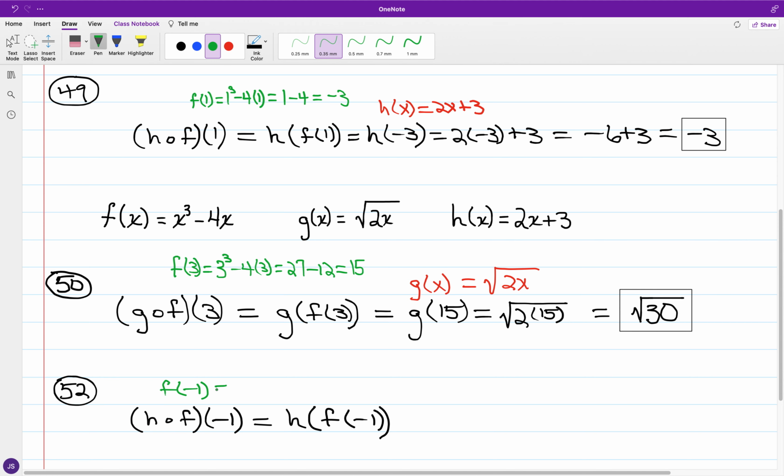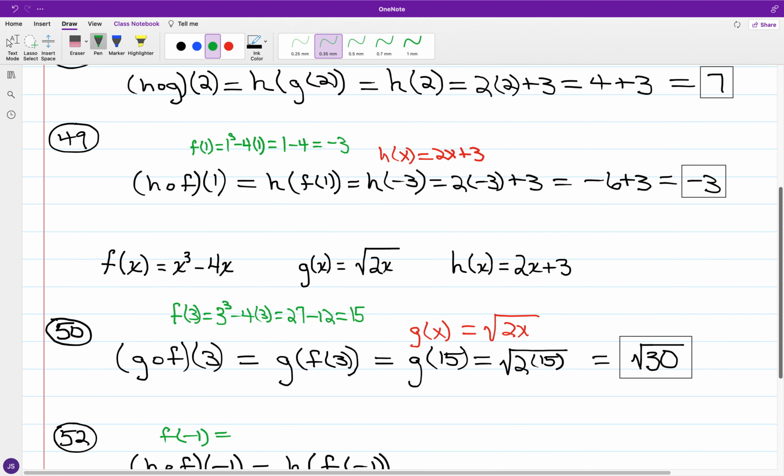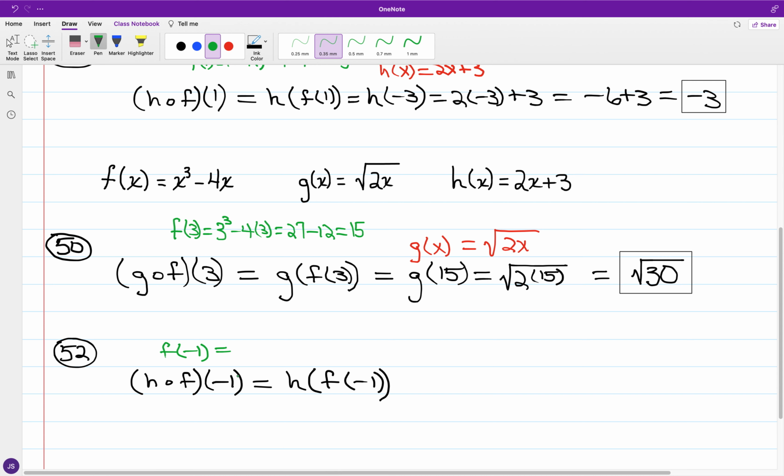So again, we have F of X with X at negative 1. So we have negative 1 cubed minus 4 times negative 1. Negative 1 cubed, again we have minus 1. Negative 4 times negative 1 is 4. And negative 1 plus 4 comes out to 3. And applying this as input, we have H of 3.